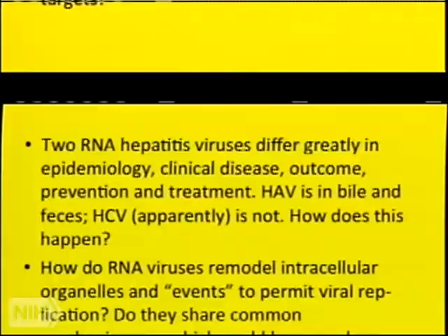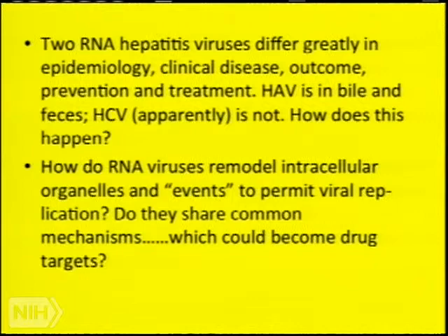So one of the things you might think about, for those who don't think about this particularly all the time, is here are two RNA viruses that affect the liver. They differ greatly in their epidemiology, their clinical features, the outcome, how you prevent them, and in treatment. Of interest is hepatitis A is in the bile and in the feces. Hepatitis C apparently is not. I've never been able to firmly know what the answer to that is, but most people tell me it's not. So how does that happen from two RNA viruses?